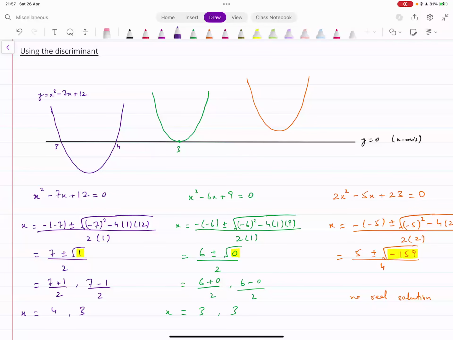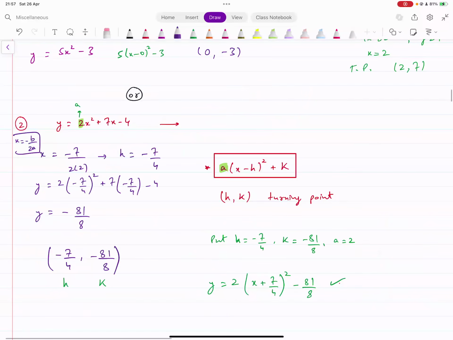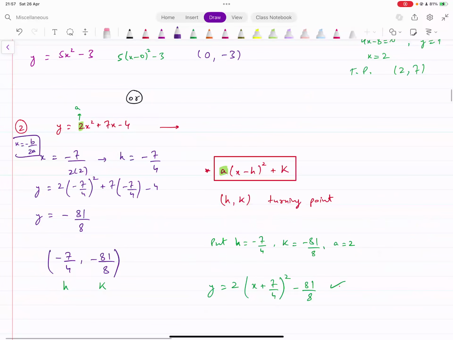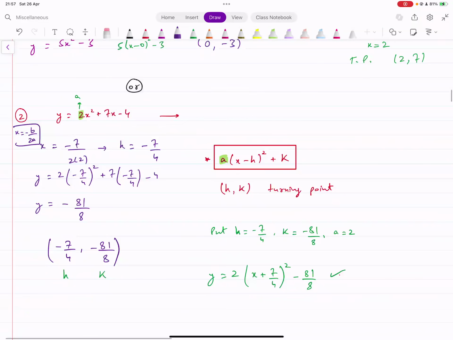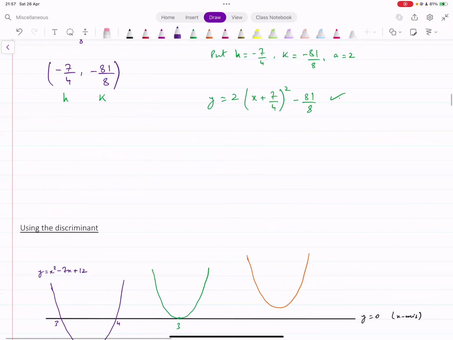B square minus 4ac. You saying something? Okay. We'll discuss that. That's coming.